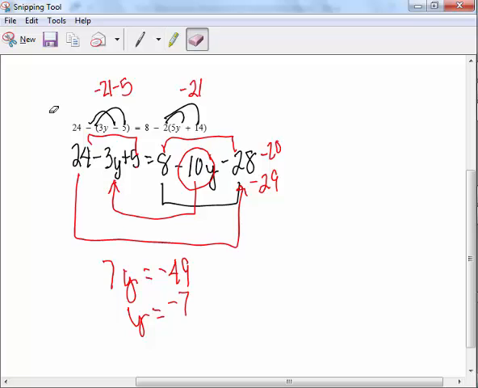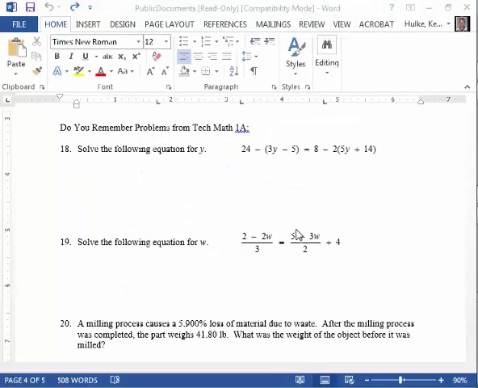Negative 7 times, okay, so 3 times negative 7 is negative 21, minus 5 more is negative 26, yeah, 24, minus negative 26 is the same as 24 plus 26, which is 50. Negative 21 times 2 is negative 42, 8 minus negative 42 is the same as 8 plus 42, which is 50. Okay, so it checks.